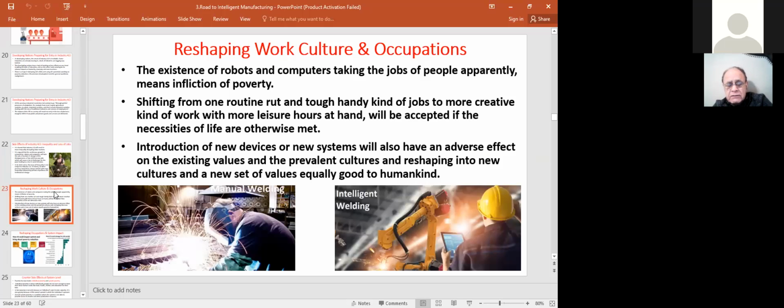So we must understand that the movement towards intelligent manufacturing really means shifting of your habit, and learning. It's a learning of the intelligent systems that are available to you now, and they were not available to you in the past.